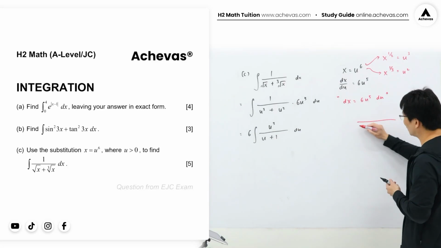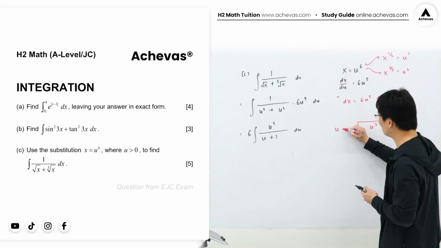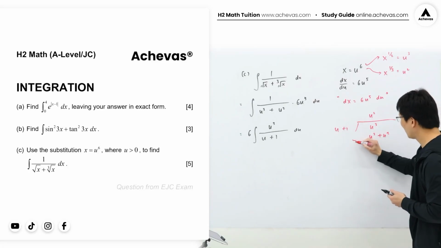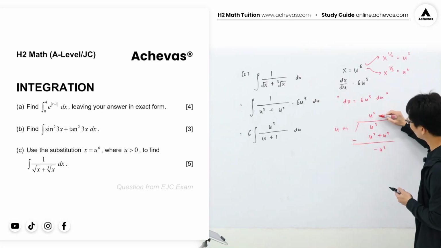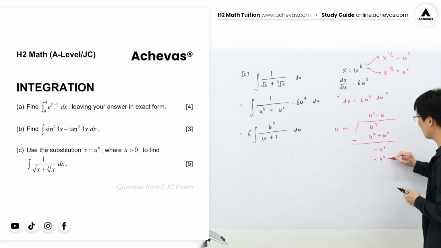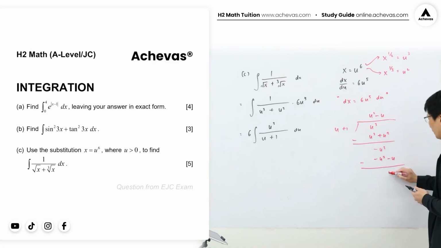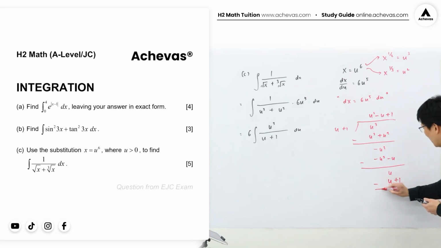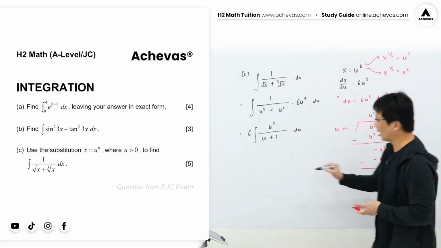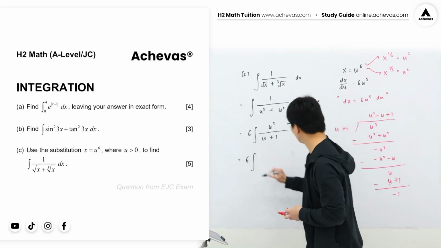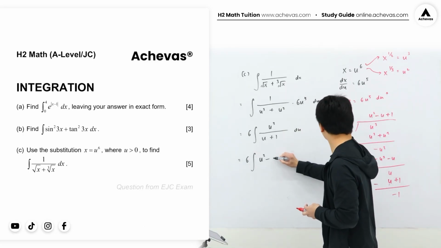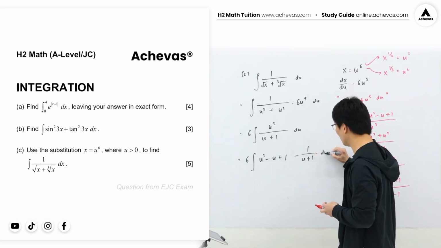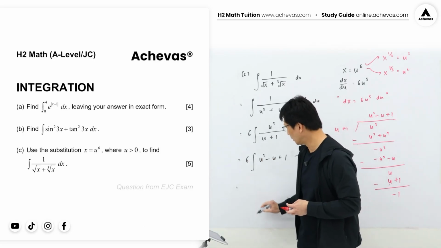So doing a long division, this is u cubed, this is u plus 1. I'm going to add a u squared. We have u cubed plus u squared, minus, gives minus u squared. Then minus u squared minus u, minus. So we have a u left. Then I put a plus 1. I will have u plus 1, minus, gives minus 1. So this one I can re-express to be 6 integration of u squared minus u plus 1 minus 1 over u plus 1 du. So this will just be a simple integration.